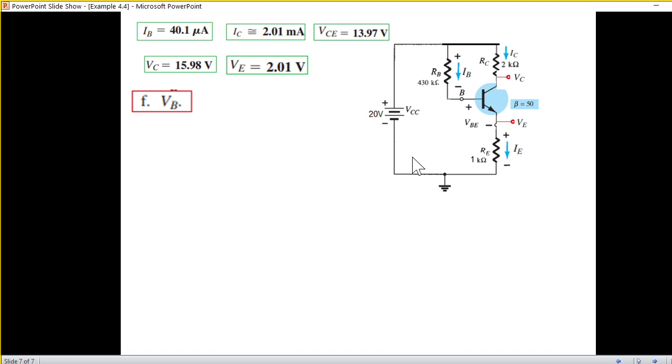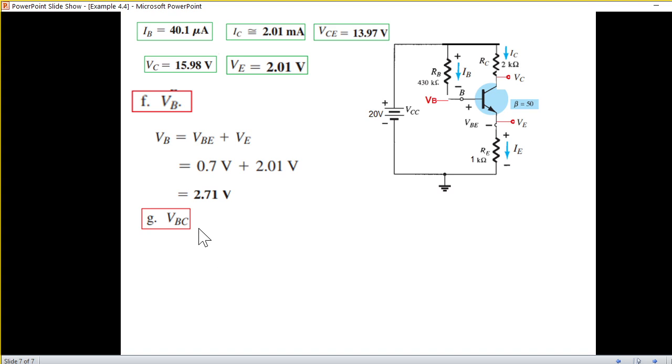And now VB, the base voltage is here. Base voltage again can be linked to the ground. So we can write that VB is equal to VBE plus IERE, or plus VE. 0.7 volt. VE we have already calculated, 2.01. So VB will be 2.71 volt.